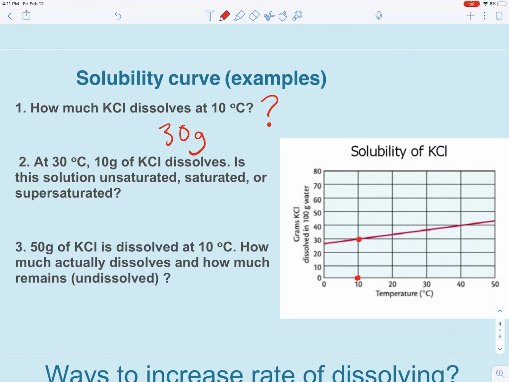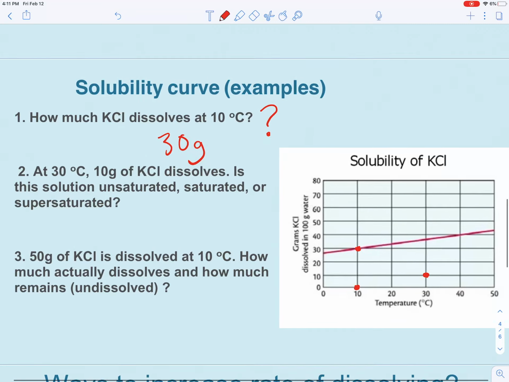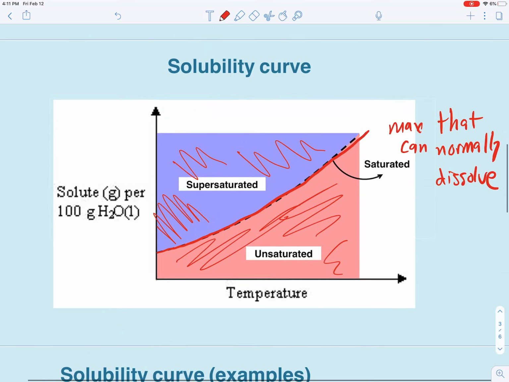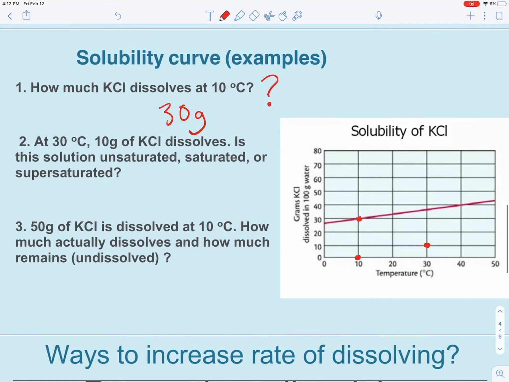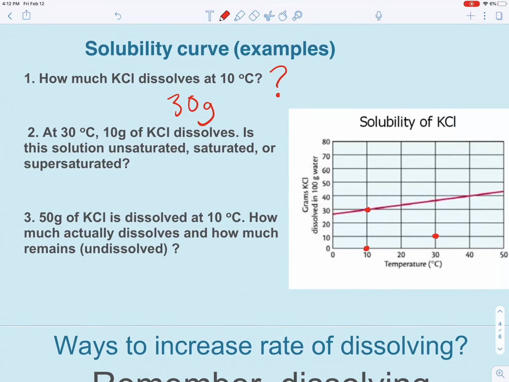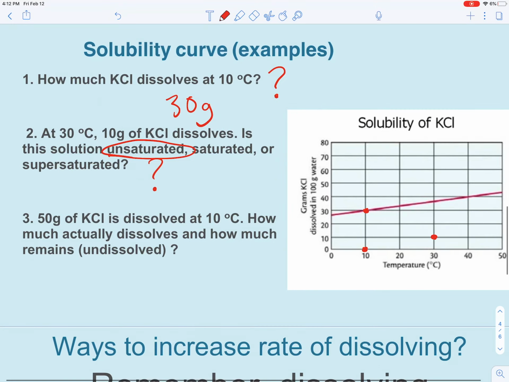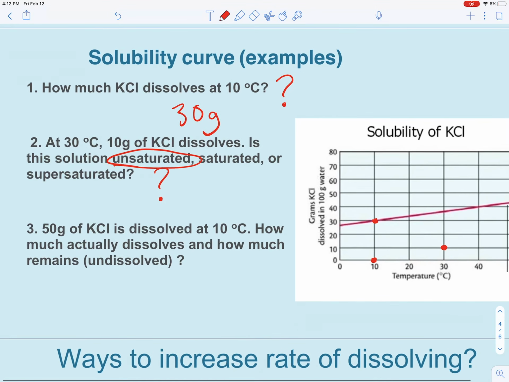At 30 Celsius, 10 grams dissolves. So that's down here. And it's asking, is it unsaturated, saturated, or supersaturated? Remember, below the line is unsaturated, on the line is saturated, above that line, supersaturated. So here, we're saying at 30 degrees, only 10 grams of this stuff dissolves. Which one of these three options do you think it is? Unsaturated is correct.